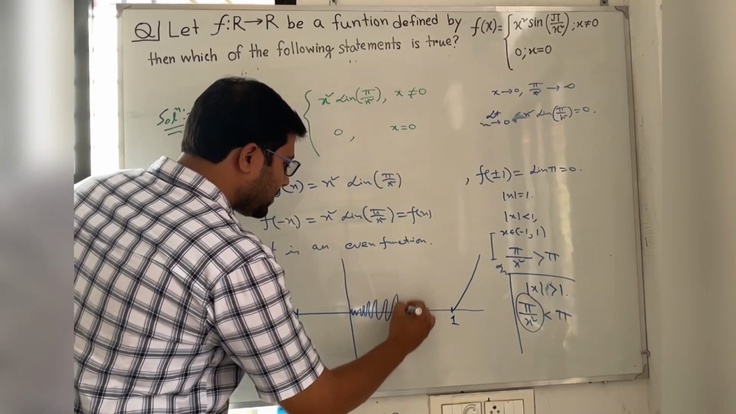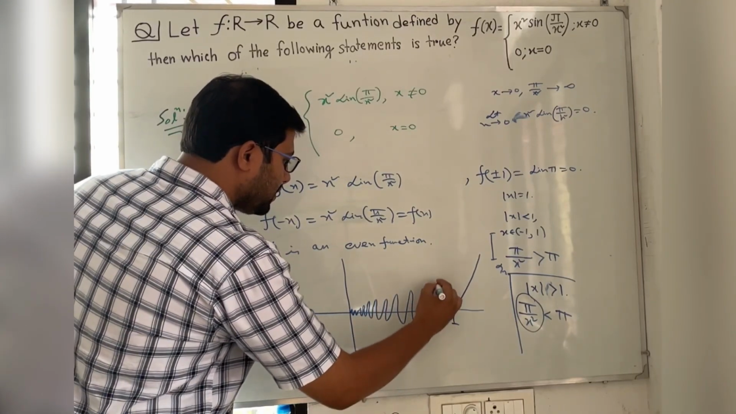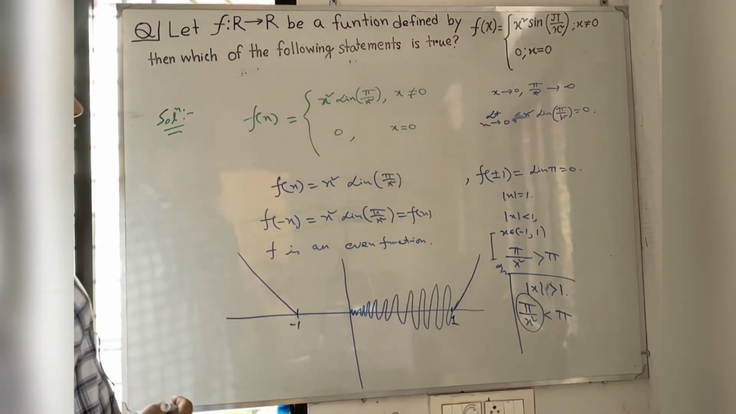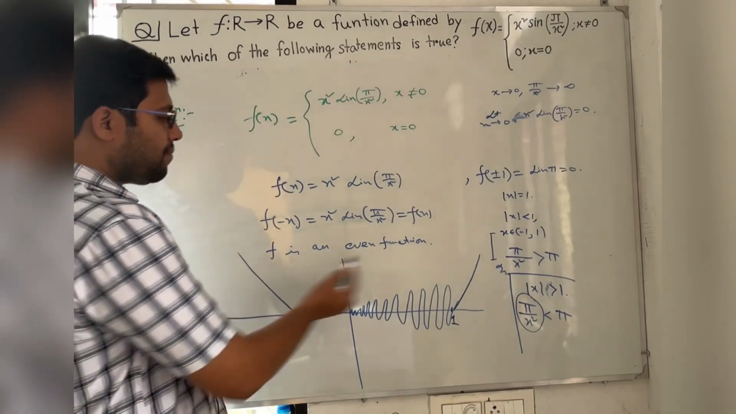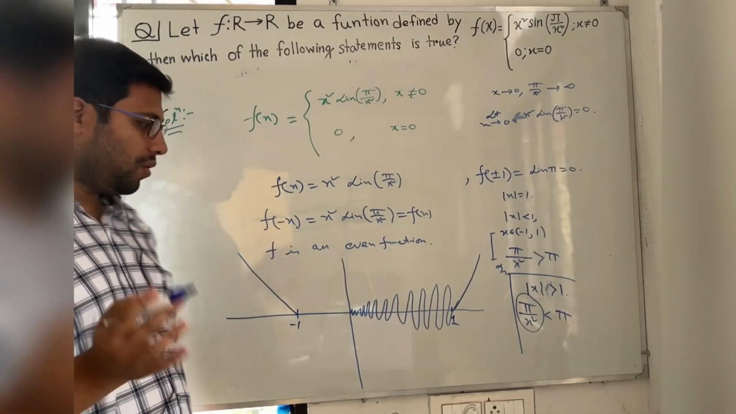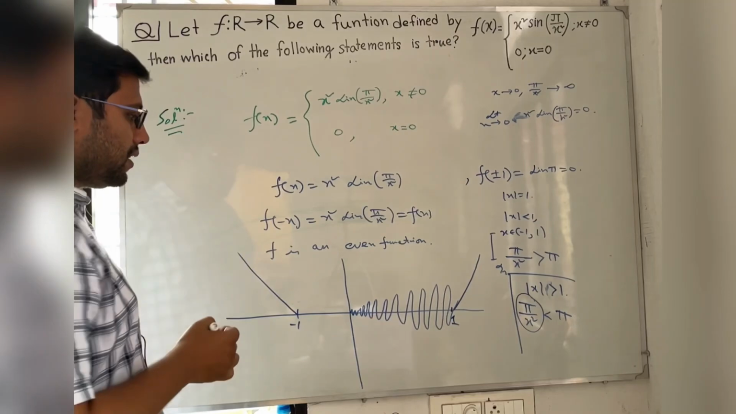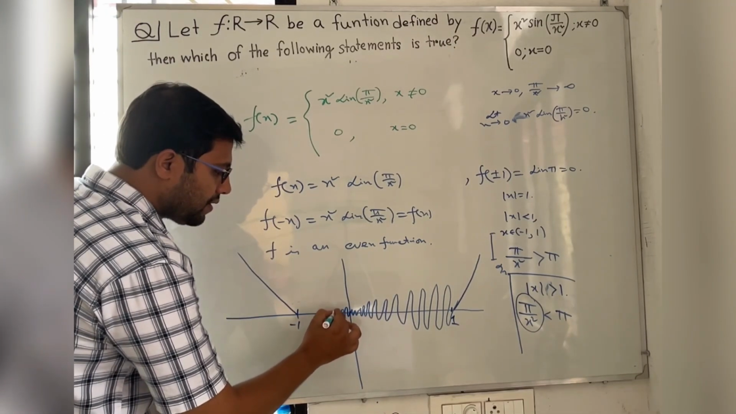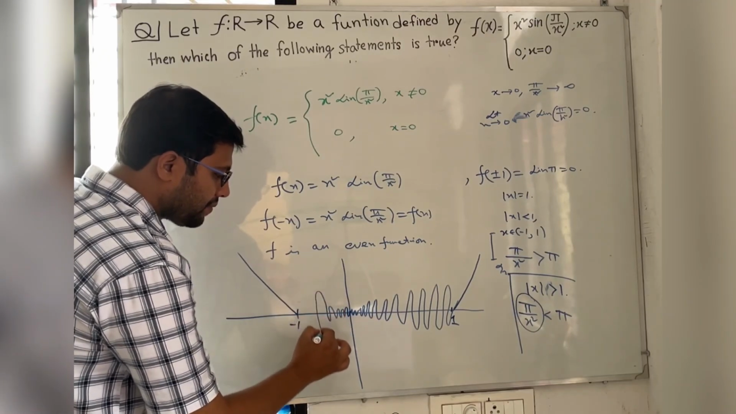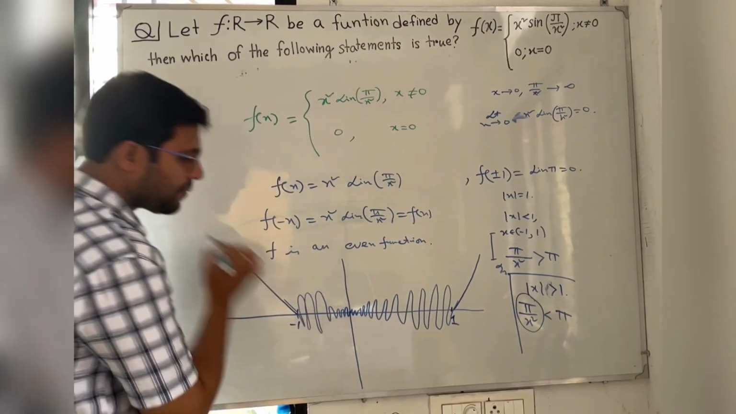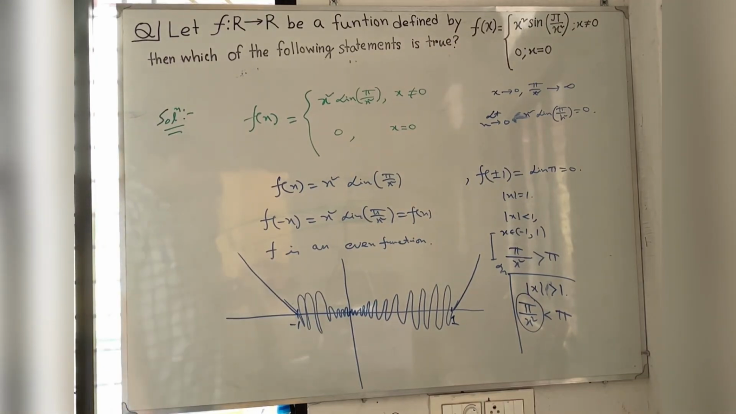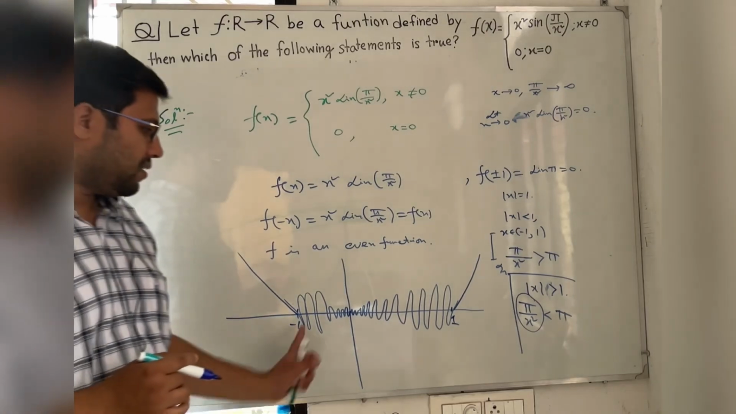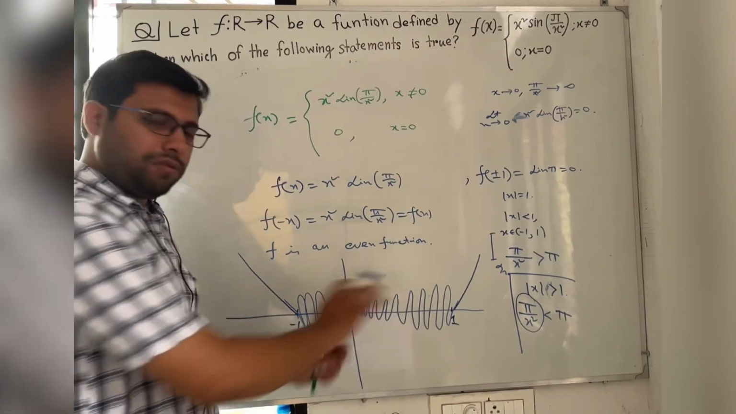And as x increases, since this is an even function, as a property of even functions the graph is always symmetric about the y-axis. So the graph will be the same as on the right side. There is a mistake in my sketching, but it will be symmetric on both sides.